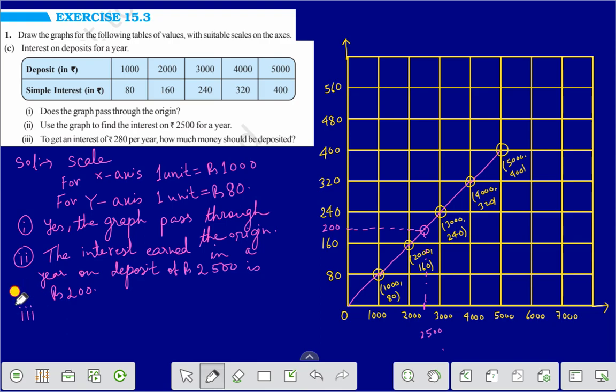Question number 3 is, to get an interest of 280 per year, how much money should be deposited? Here it is 240, right? And in the middle we get 280. This point is 280. Here also we get this middle point, and we find the coordinate of x on this axis at this middle point.